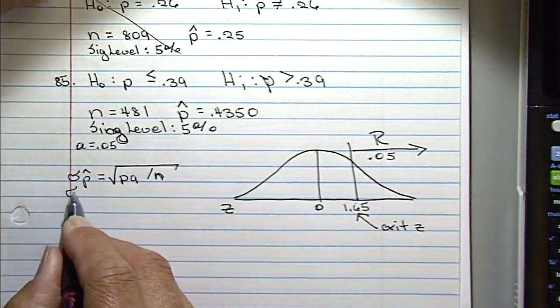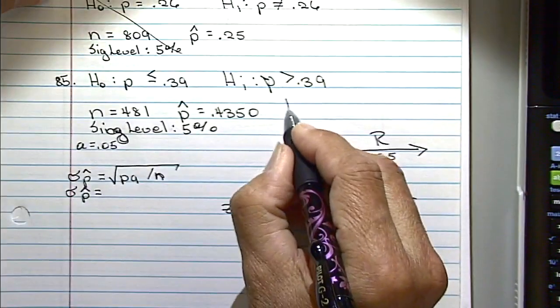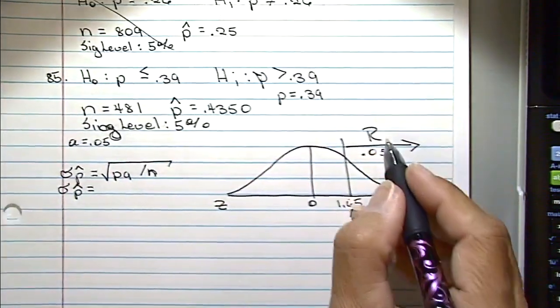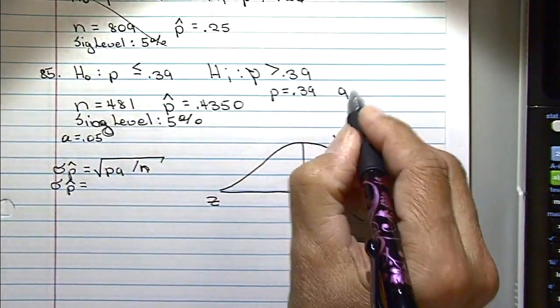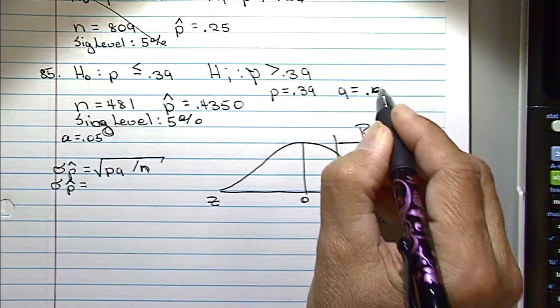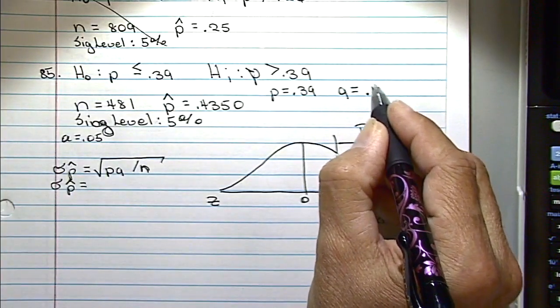So anyway, standard deviation of p hat is equal to, well, I know what p is. p is what they're thinking it is in the hypothesis statement, and q is going to be 1 minus p. Wow, I can't even subtract today. It's 0.61, right?